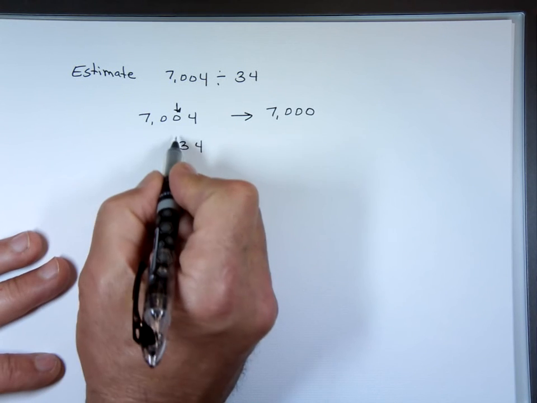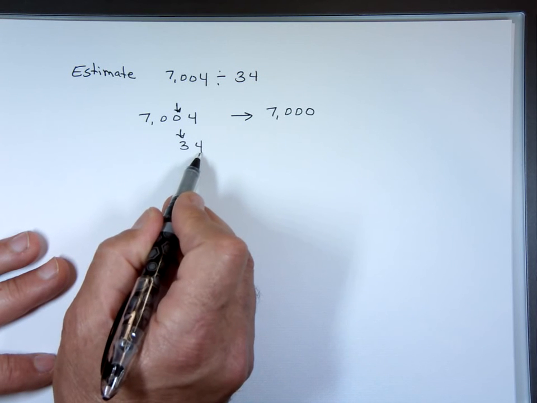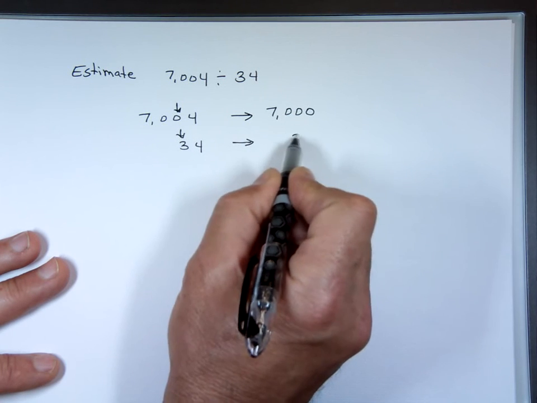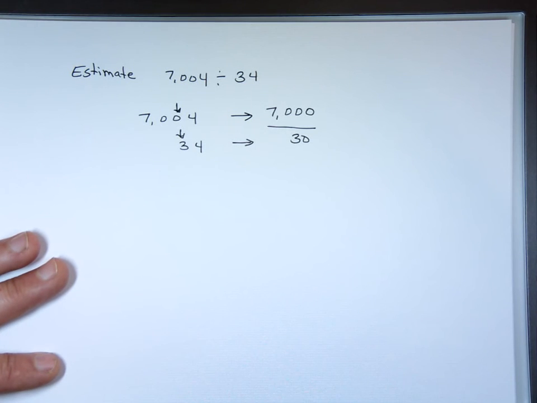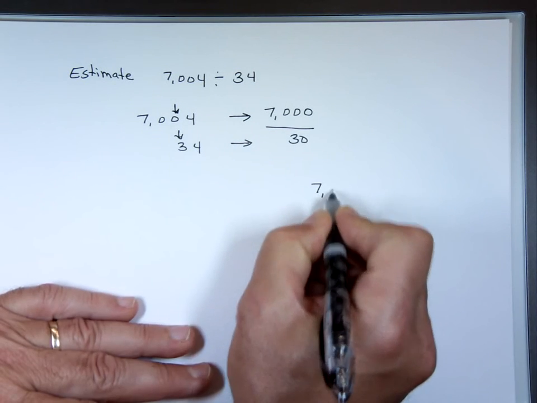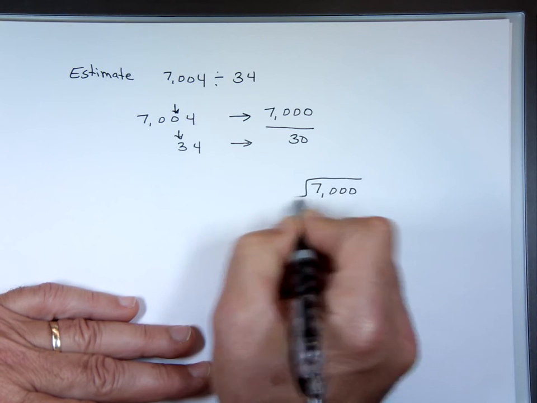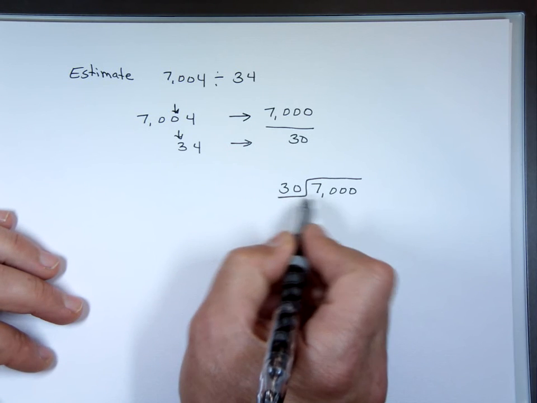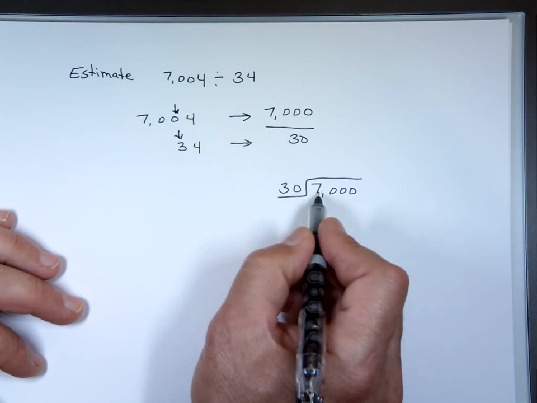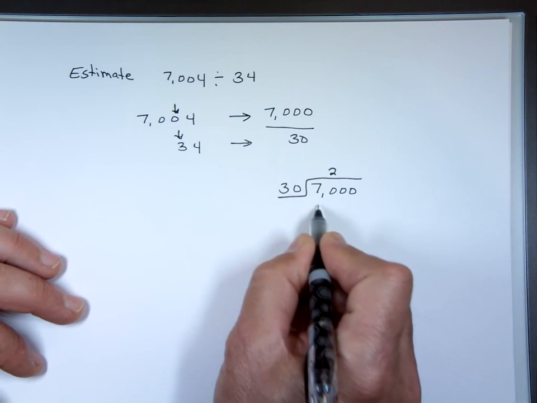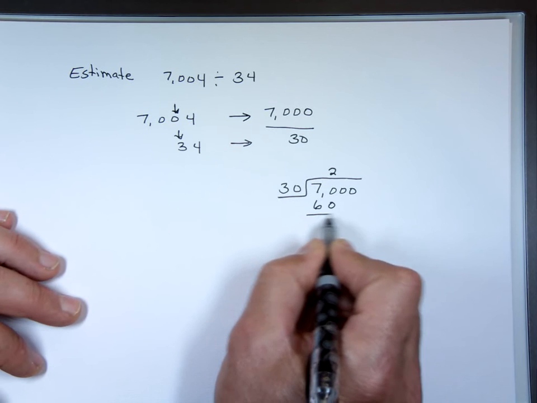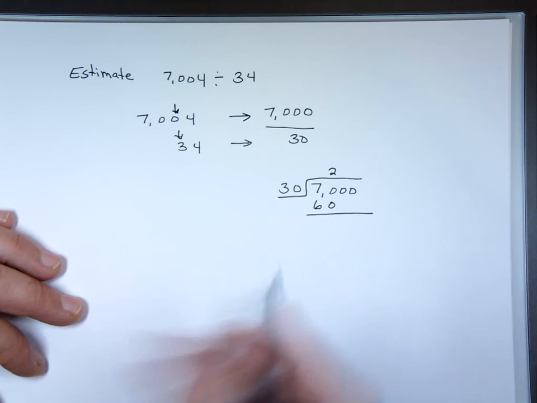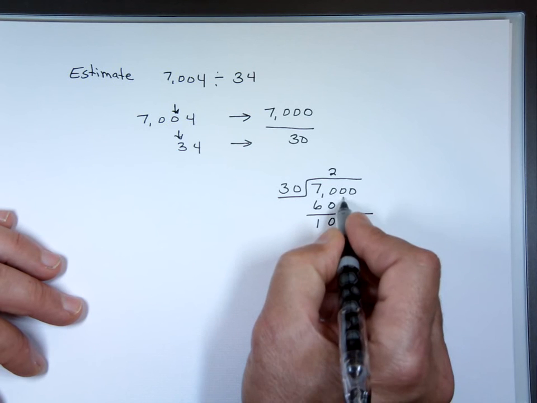This number, that's the nearest 10. Is that digit 5 or more? This becomes 30. And now you're going to divide them. It makes the math a little bit easier. So we go 7,000 divided by 30. Can you divide 7 by 30? No, how about 70? Yeah, 2 times 30, 60. What's the remainder? 10. Bring that 0 down.